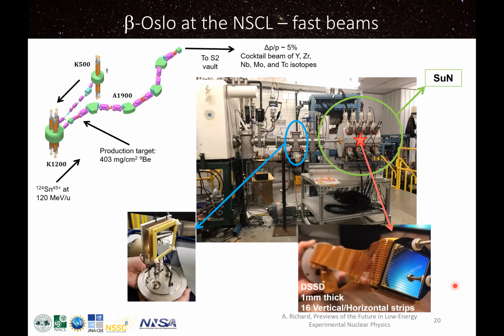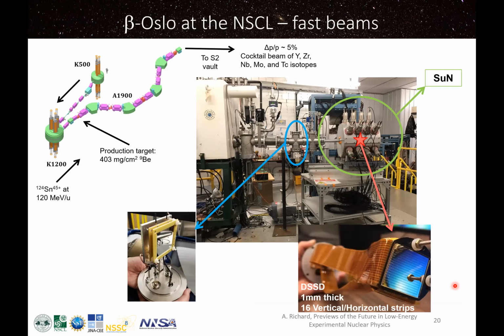So they're coming down this way. They first pass through 2 silicon PIN detectors shown here. These are used for our particle identification, and so they give us our energy loss and time of flight signal. After that, they continue down the beamline and they stop in a double-sided strip detector that's pictured here.